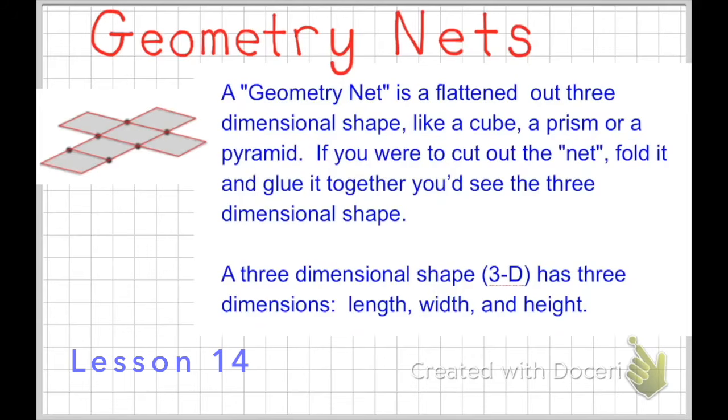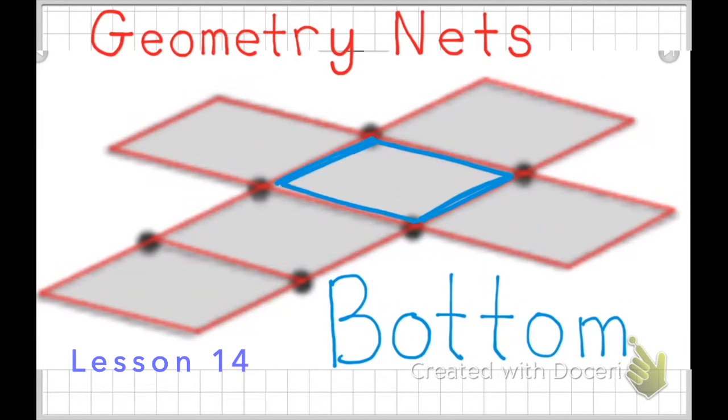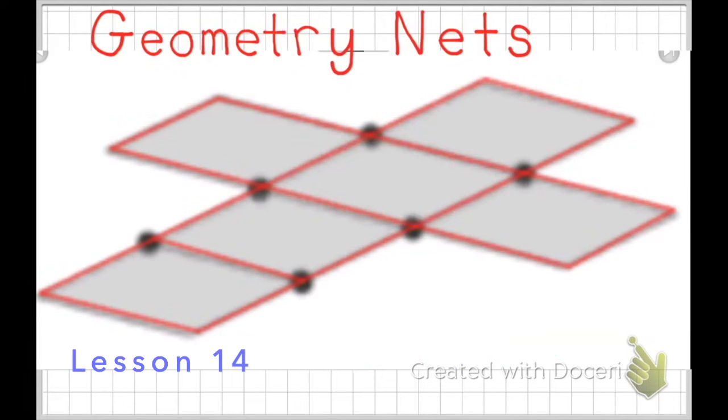A three-dimensional shape has 3 dimensions: length, width, and height. Here's an example of a geometry net for a cube. I chose a few different colors at random to help represent the different faces of the cube. The blue section represents the bottom.